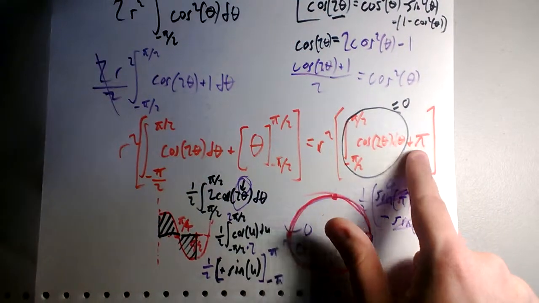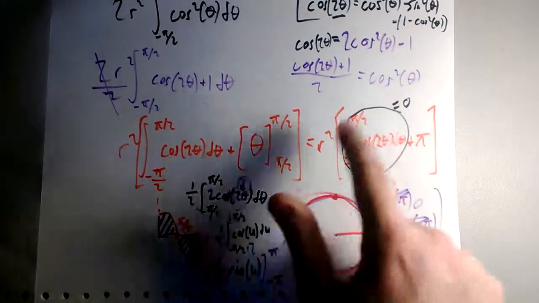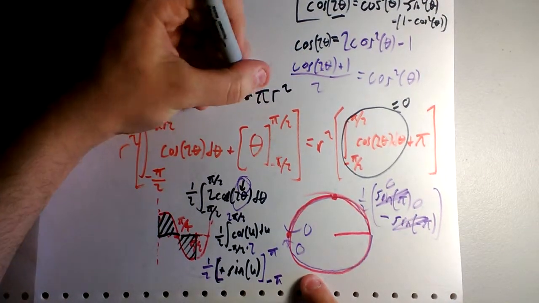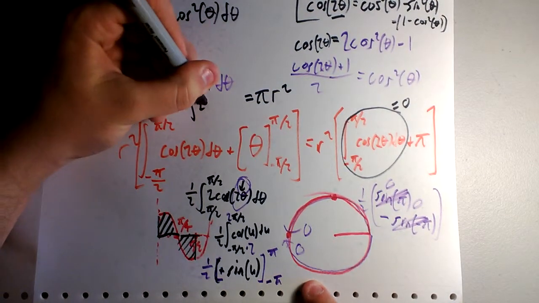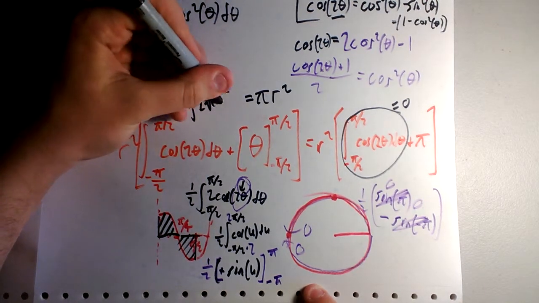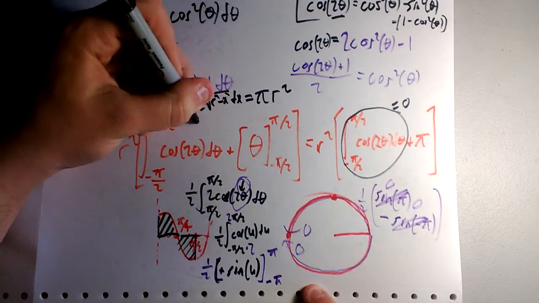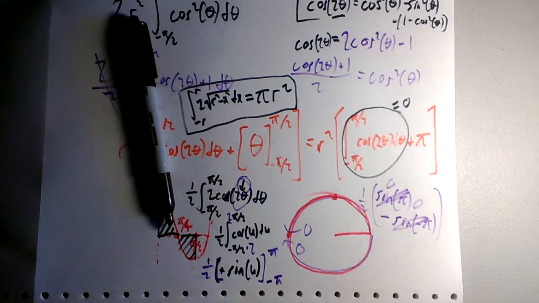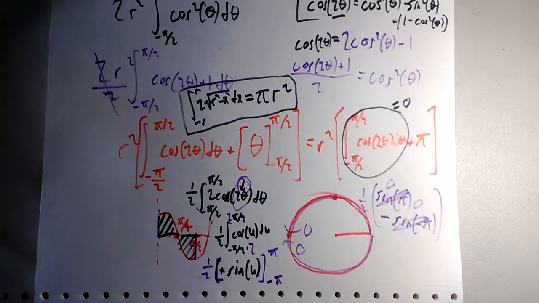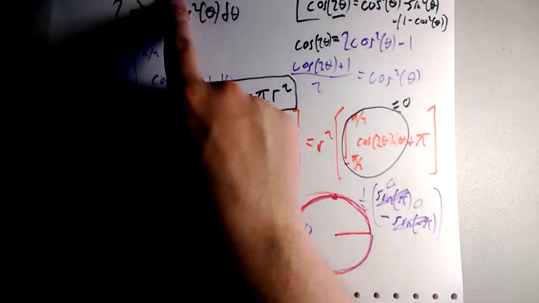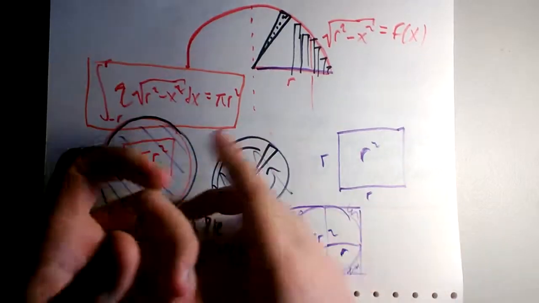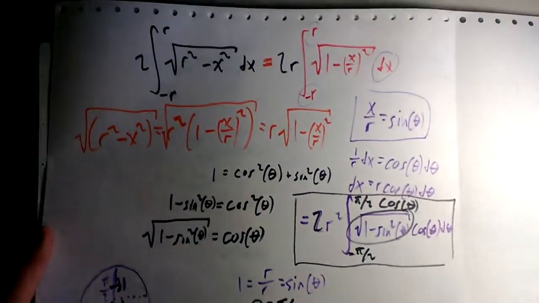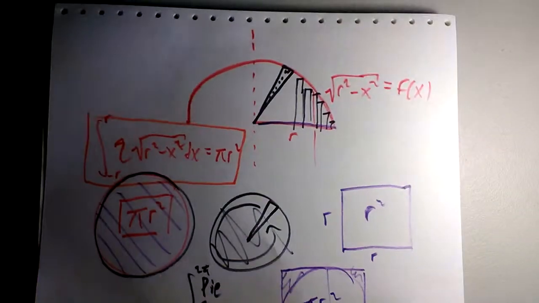Plug that in as 0, and you get 0 plus pi. 0 plus pi is pi. Pi times r squared is pi r squared. So the integral of 2 times the square root of r squared minus x squared dx from negative r to r is pi r squared. Beautiful. All right. I recommend you try this for yourself, except for, what would happen if we took an indefinite integral, where we didn't define the bounds of this curve, and we'd have to reconvert in x? I really recommend that, but it's also a really hard problem, so have fun.